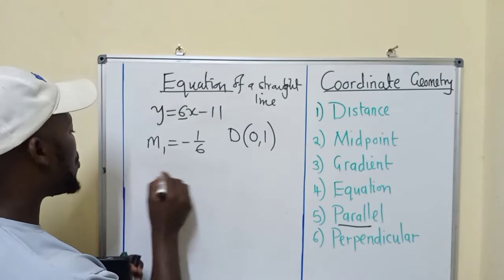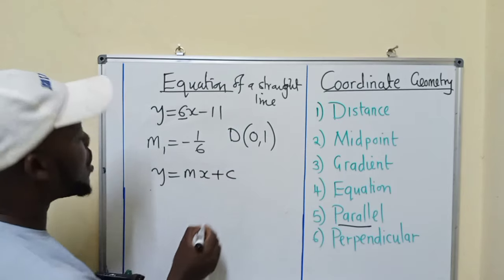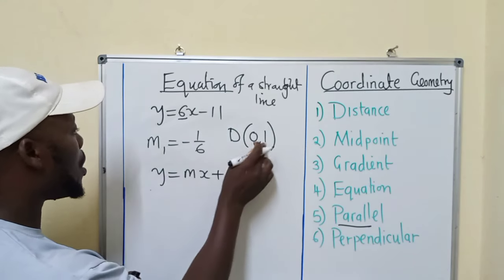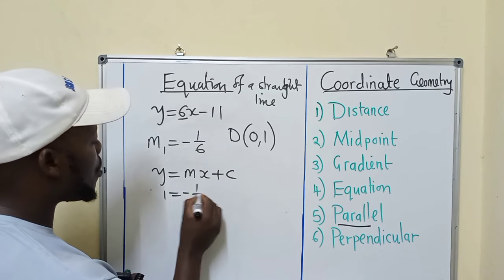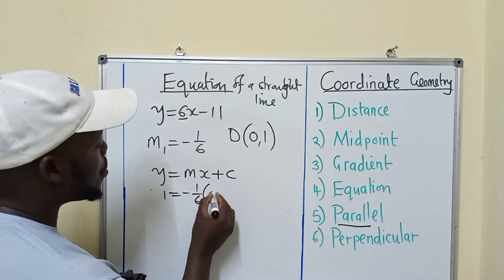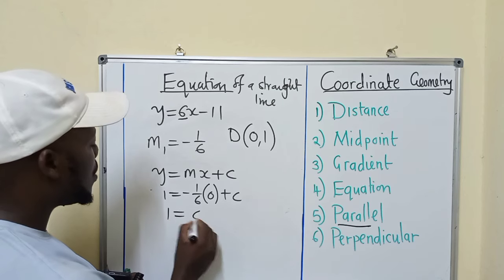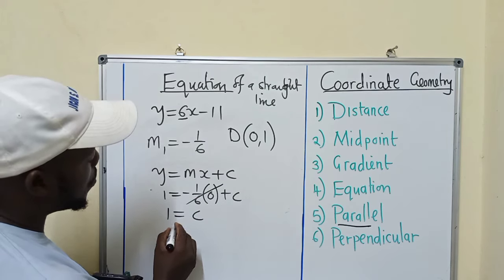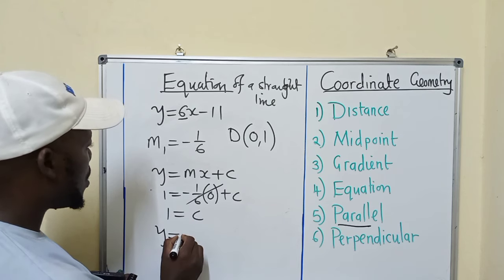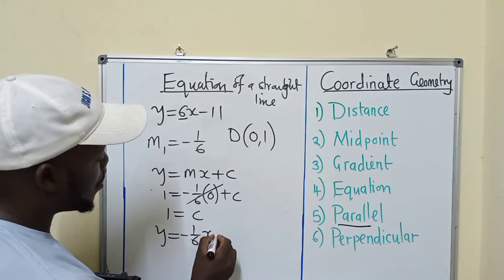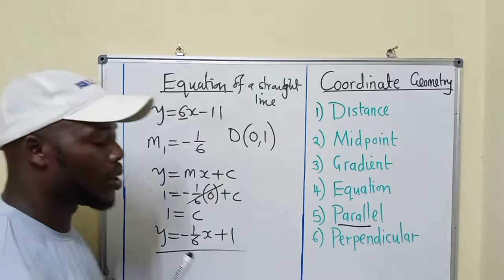All right, so now we do the same procedure for finding the equation of a straight line. Here our y will be 1, is equal to our m, which is negative 1 over 6, and our x will be equal to 0, plus c. We solve for c, we are getting 1. c is equal to 1. This will just give us a 0. So upon getting this c, we say y is equal to negative 1 over 6 x plus 1. So this is the line that is perpendicular to this one.